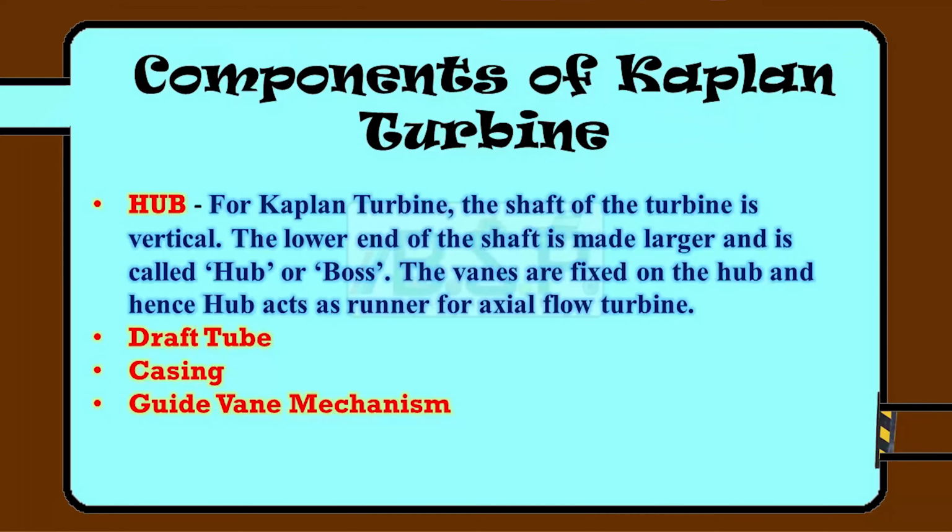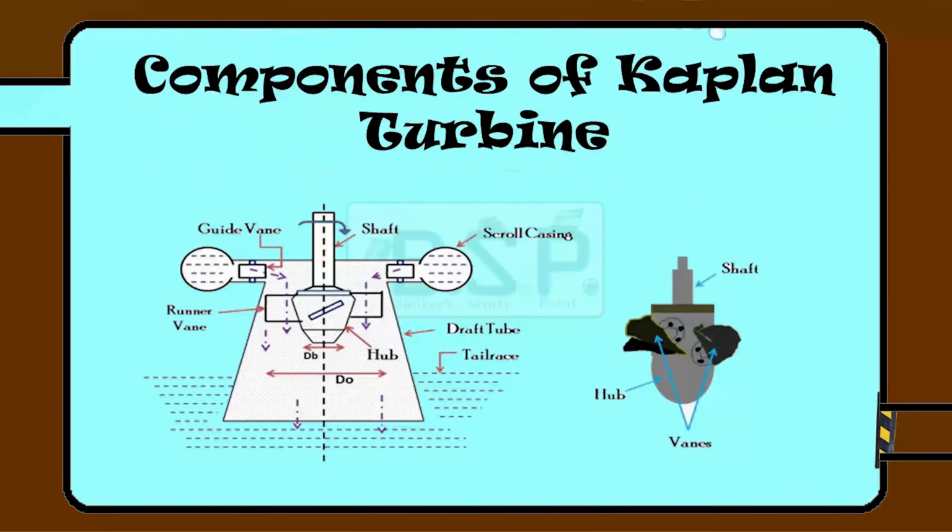Let's study the components of Kaplan turbine. First is hub. For Kaplan turbine, the shaft of the turbine is vertical. The lower end of the shaft is made larger and is called hub or boss. The vanes are fixed on the hub and hence hub acts as a runner for axial flow turbine. The rest of the components are similar to that of the Francis turbine, which are draft tube, casing and guide vane mechanism.